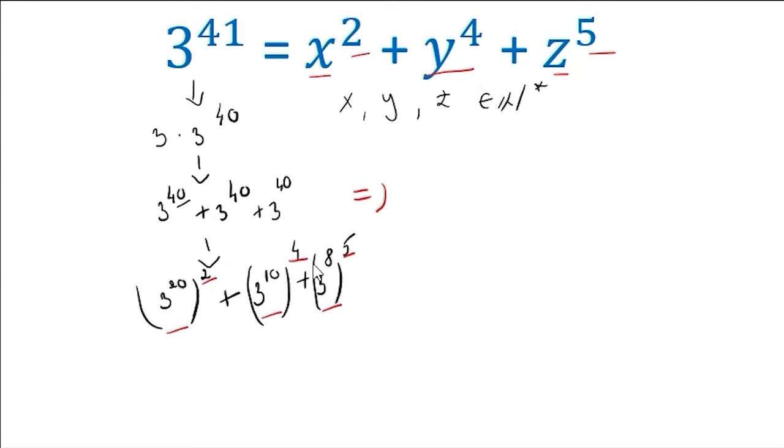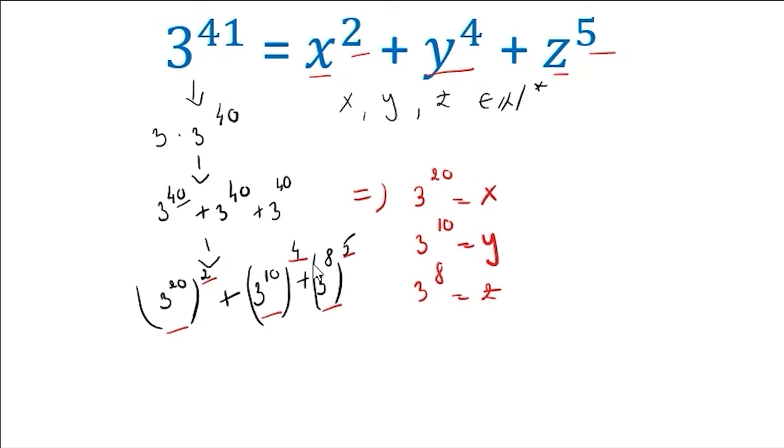we have the base 3 to the power of 20 equals x, 3 to the power of 10 equals y, and 3 to the power of 8 equals z. Yes, the exponents 2, 4, 5 remain the same.